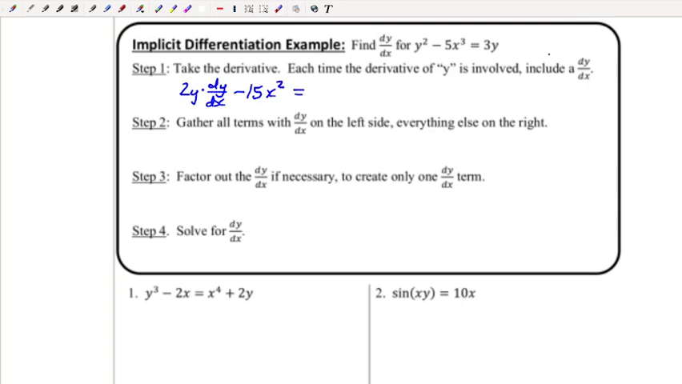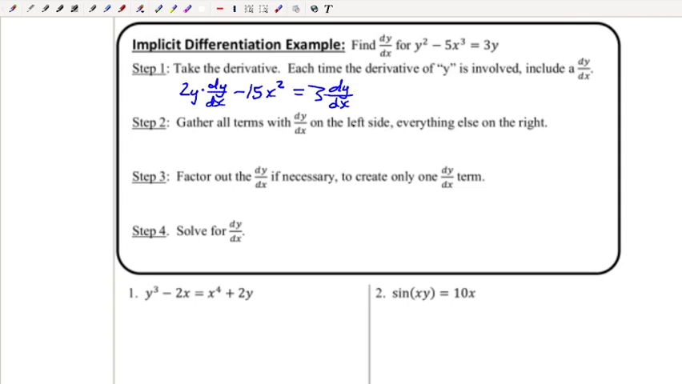And then on the other side, again, this is going to be a derivative with respect to y, so this is just going to be 3, and then I've got dy/dx. Okay, so that's the first step. Everywhere that I've taken the derivative of y, here and here, I end up with a dy/dx in both places. Once you've got that, step number 2 is gather all terms with dy/dx on the left side.